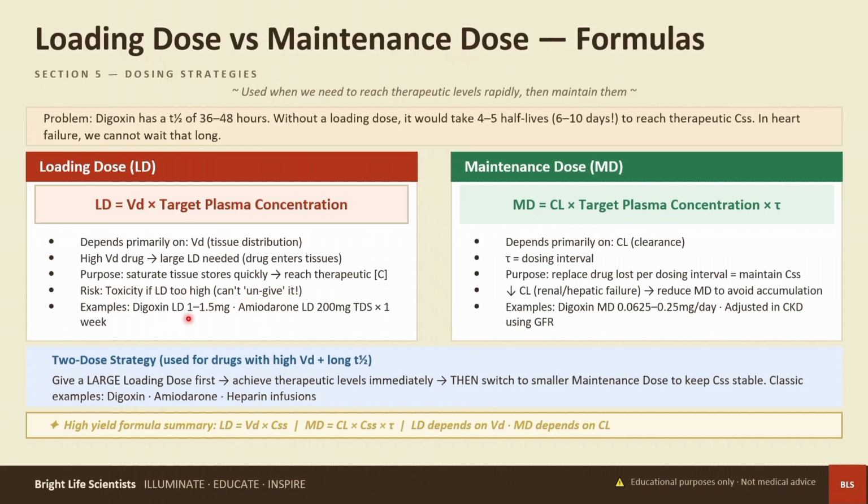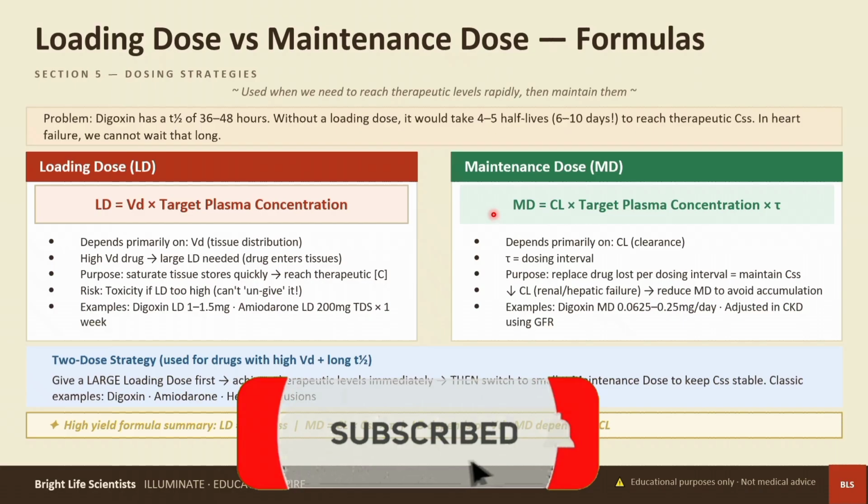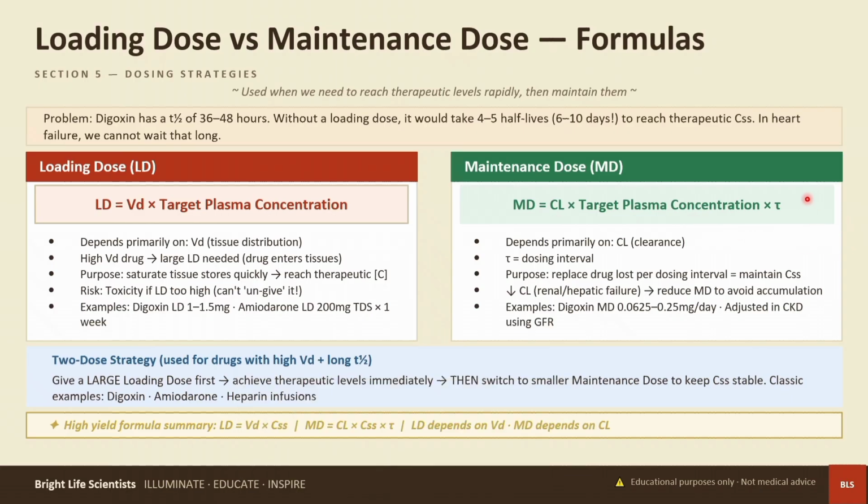Examples: digoxin loading dose is 1 to 1.5 milligrams. Amiodarone loading dose is 200 milligrams 3 times daily for 1 week. The maintenance dose, let's talk about the maintenance dose formula. Maintenance dose equals clearance multiplied by the target plasma concentration multiplied by the dosing interval. The maintenance dose depends primarily on clearance. It replaces exactly the amount of drug eliminated during each dosing interval.